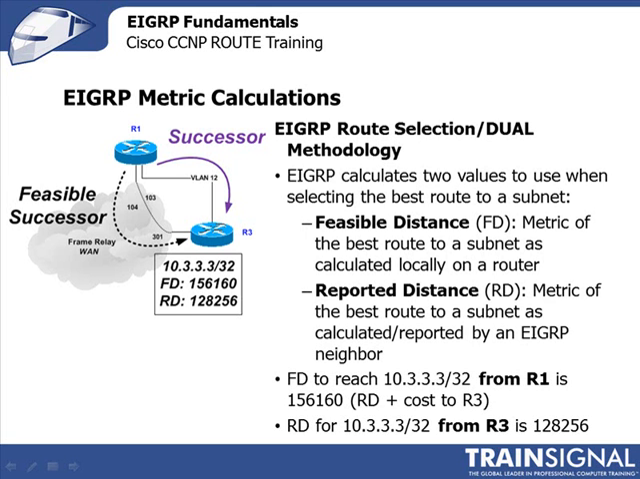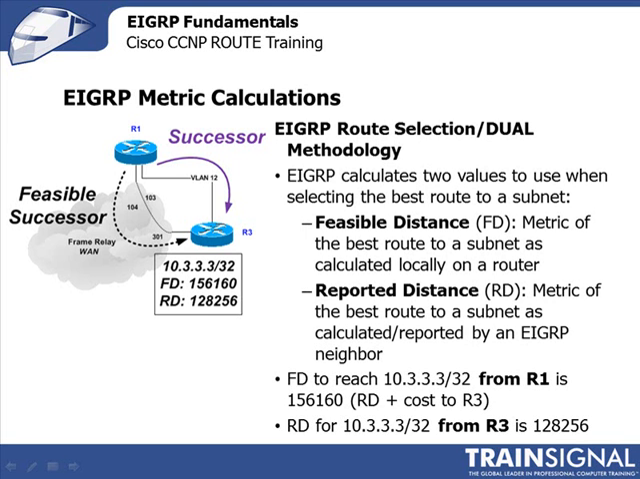Now once EIGRP has gone through the process of calculating the metric, there's a process it uses for taking a particular route and not only putting it in the topology table, but installing it in the IP routing table as the best available route. This process is critically important to understand because it drives everything else that goes on with EIGRP. There are two values that EIGRP uses to determine what constitutes a loop-free route. The terms are feasible distance, usually FD is the acronym used, and this is the metric of the best route to a subnet as calculated locally on a router.